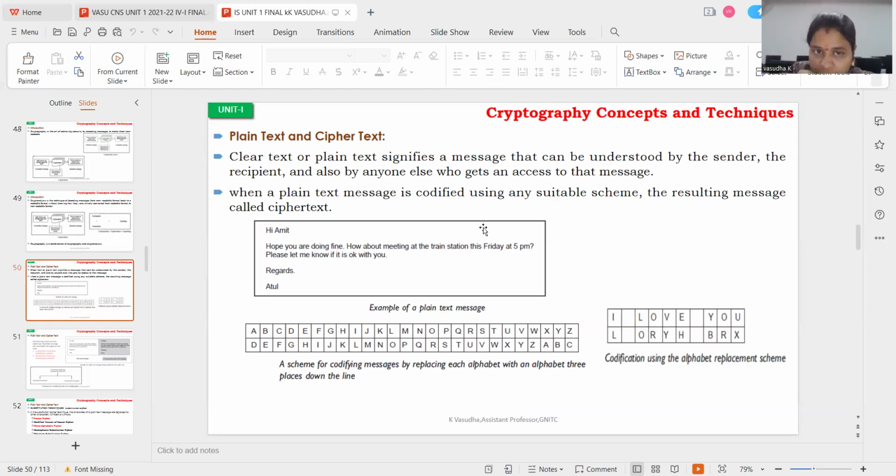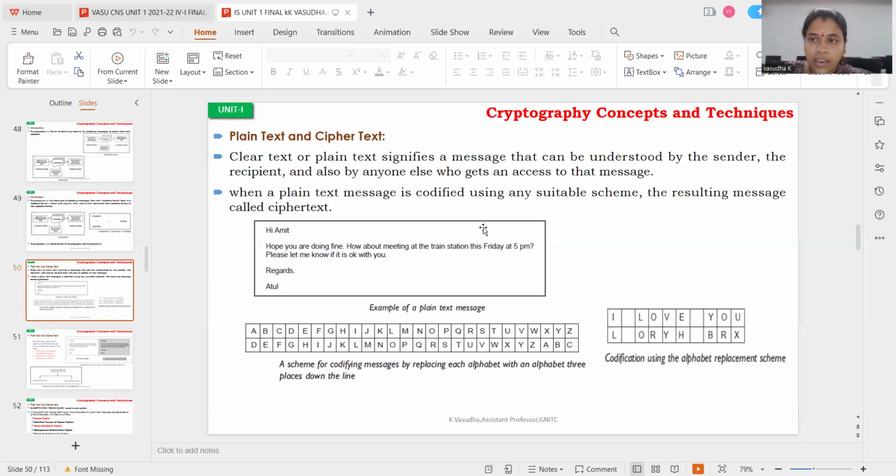So why are we using the ciphertext? How are we achieving security here? When we convert the data into ciphertext, the plain text we can read as a message, but the ciphertext is a non-readable format of the data. That means by using any cryptographic technique, if you convert the plain text into a non-readable format of the data, that is nothing but the ciphertext.